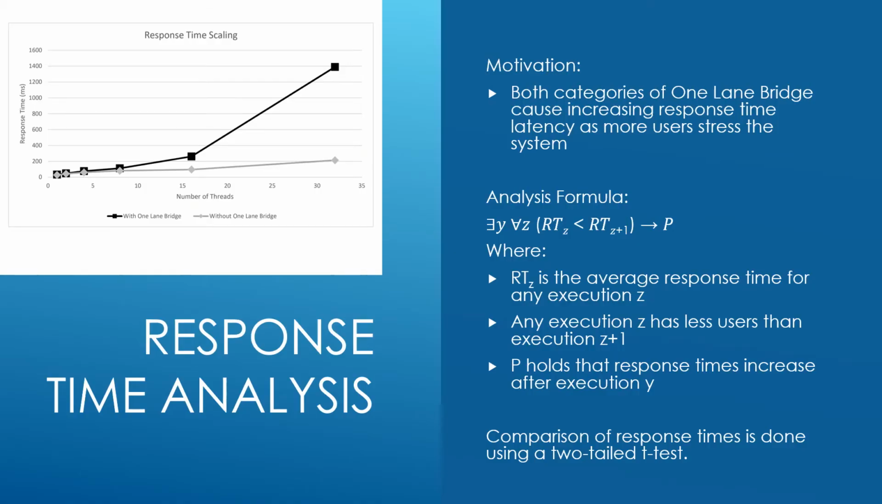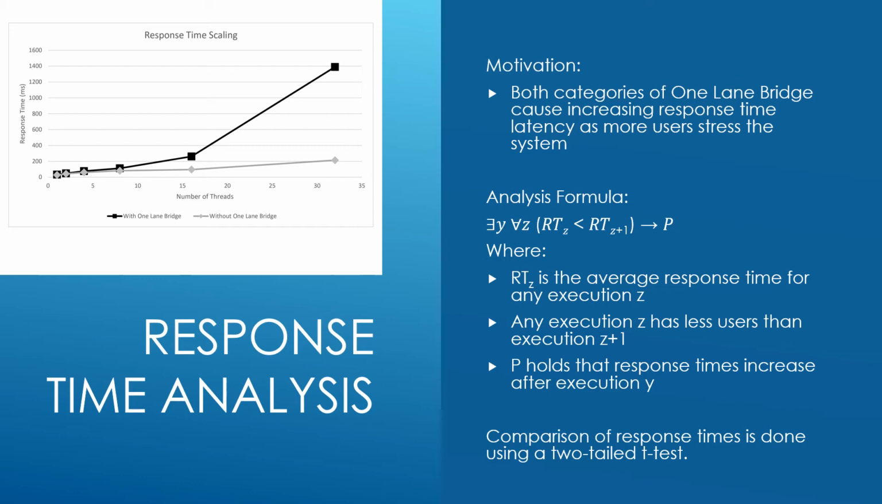The next step in the process is called the response time analysis. We record response times because, as the graph on the left demonstrates, both categories of one-lane bridge cause increasing response time latency as more users stress the system. What the formula on this slide is saying is that if we come to a point where every time we add more users, the response time of the system increases significantly, then we continue with our analysis.